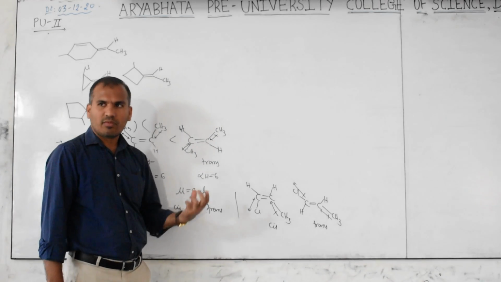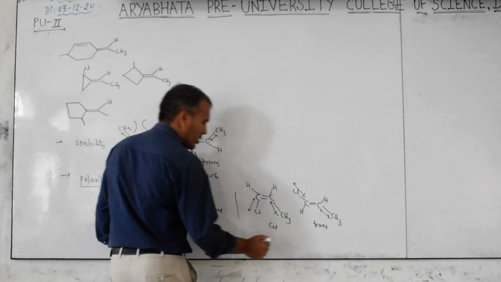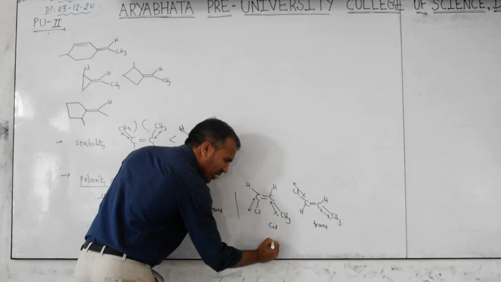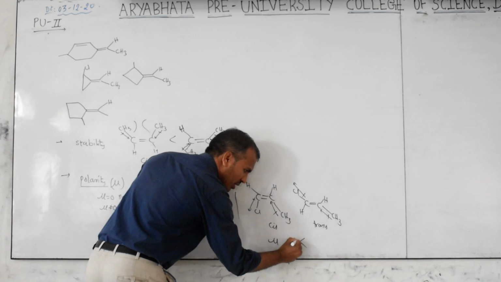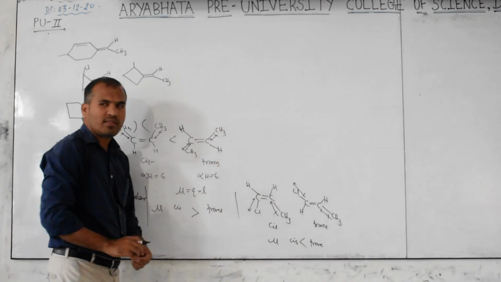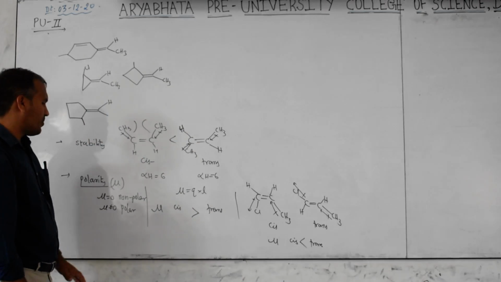So you decide based on the group, and you should know that dipole moment is a vector quantity. Here, which form has the mu more? Cis has less, and trans has more. So don't decide blindly that cis is more than trans. It depends on the group. Repeatedly I am telling this.